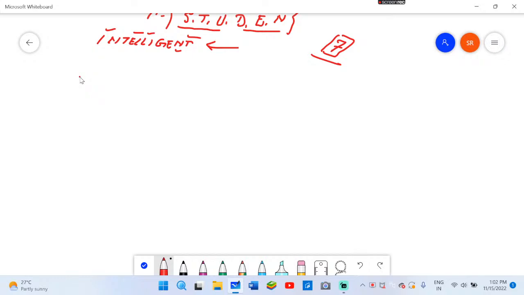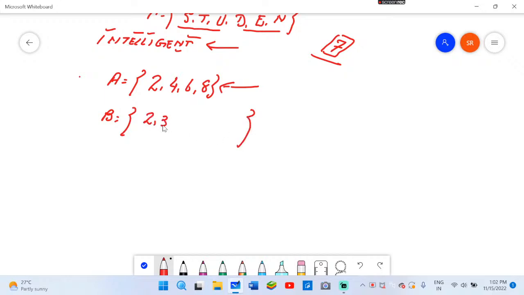Then set of all even numbers less than 10. 2, 4, 6, and 8. This becomes the set in roster form. One more example is set of all prime numbers less than 10. 2, 3, 5, and 7.